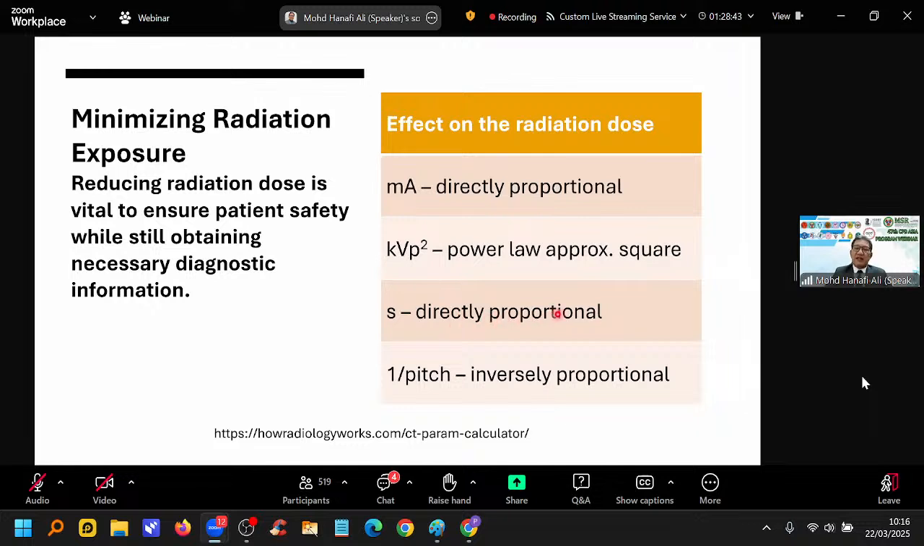Of course, time is directly proportional. Longer time means a higher dose. Okay, now pitch. Pitch was already discussed. First, we start with one, which is the standard norm. If we increase the pitch, the radiation dose will reduce, inversely proportional. If we reduce the pitch, the dose increases, because we use a smaller slice thickness and have to scan more of the patient, so we expose extra dose to the patient.